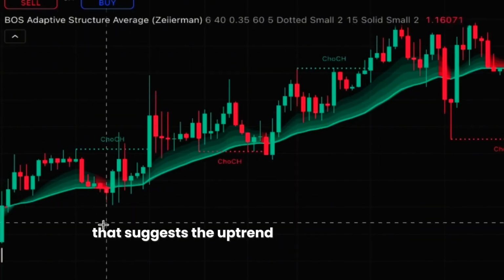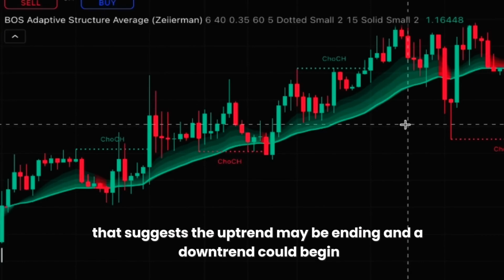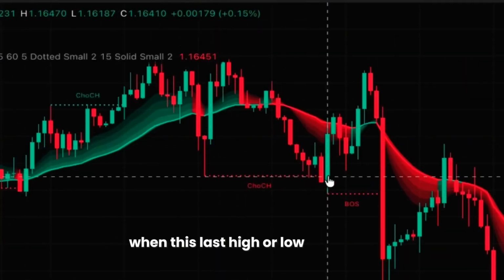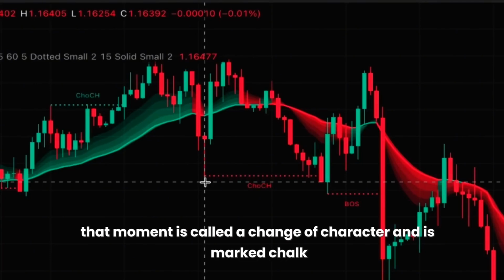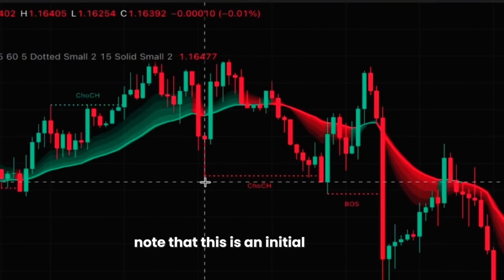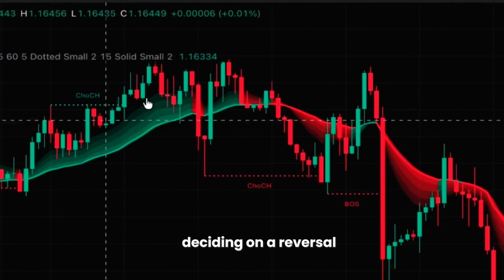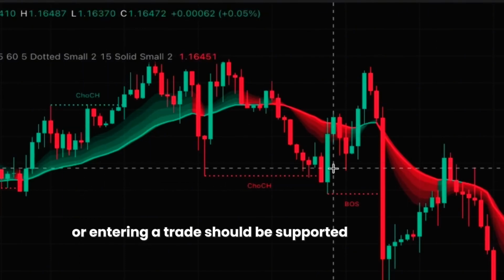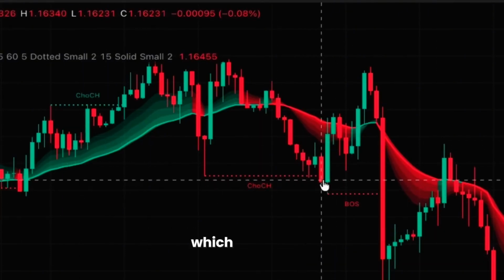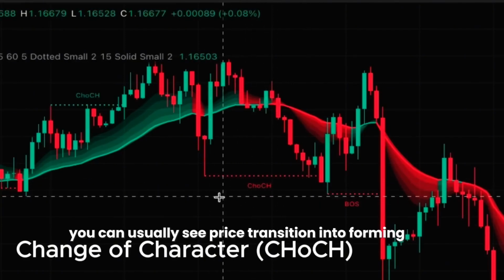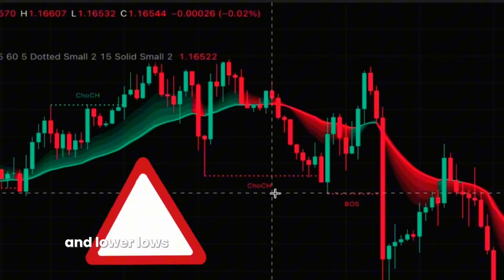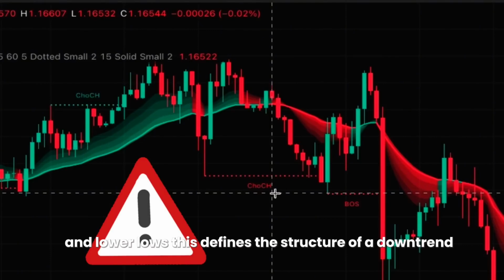That suggests the uptrend may be ending and a downtrend could begin. When this last higher low is breached, that moment is called a change of character and is marked CHoCH. Note that this is an initial signal only. Deciding on a reversal or entering a trade should be supported by additional confirmation, which I'll cover next. From that point, you can usually see price transition into forming lower highs and lower lows. This defines the structure of a downtrend.